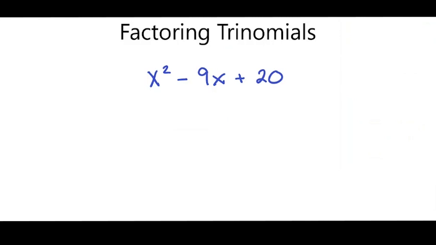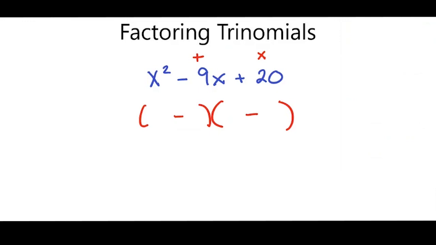Well, I need to find what two numbers multiply to be positive 20, but add together to be negative 9. Well, if I have two numbers that add together to be a negative number and multiply together to be a positive number, that means that they are both going to be negative. So I'll make my parentheses. So they're going to be both subtraction problems because we're going to factor this into two binomials, okay?